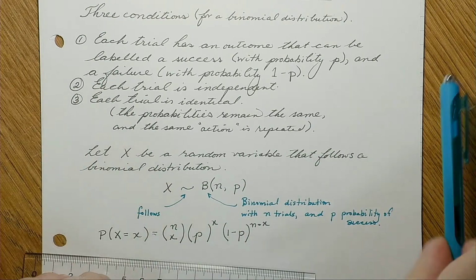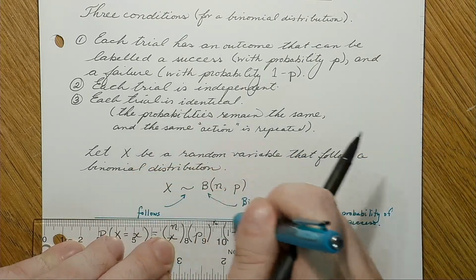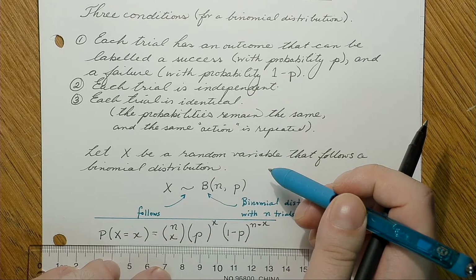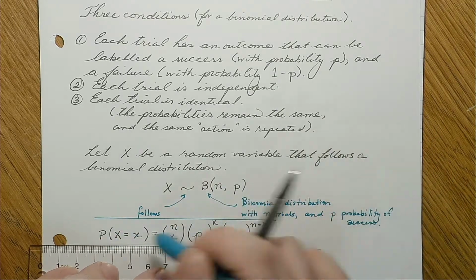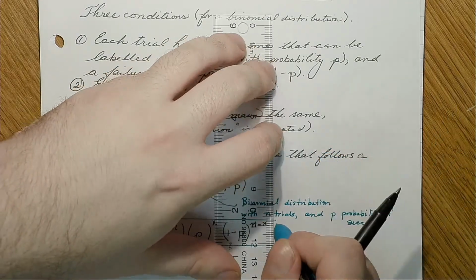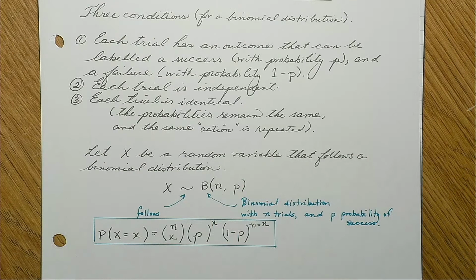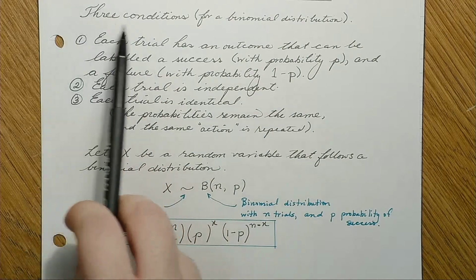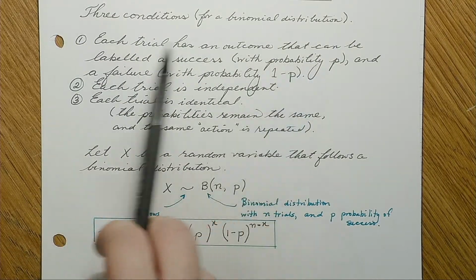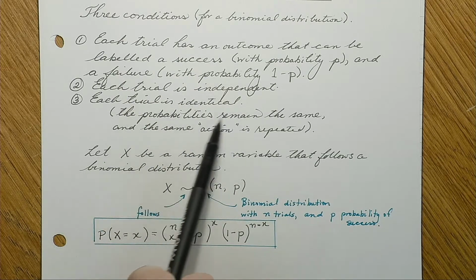So the nice thing about this is that we don't have to then draw that tree diagram if we had a lot of trials, 4, 5, 6. That probability tree can get very unwieldy very quickly. So we can bypass using those tree diagrams, again, if those three conditions are met: that the outcome can be labeled success or failure, each trial is independent, and each trial is identical.